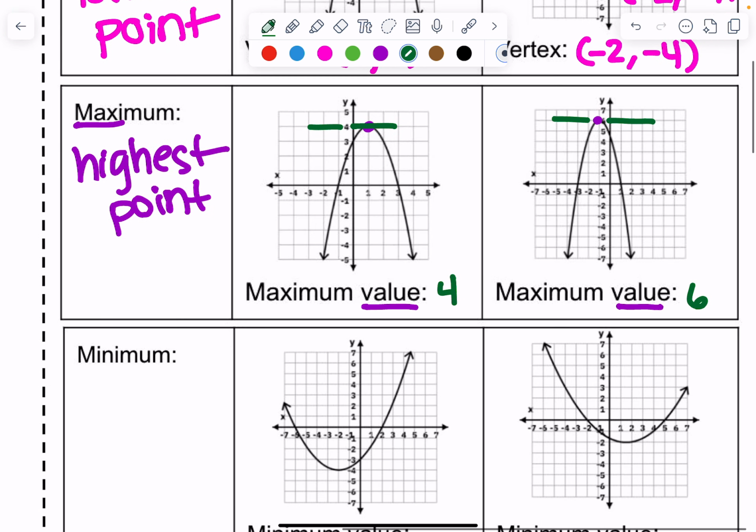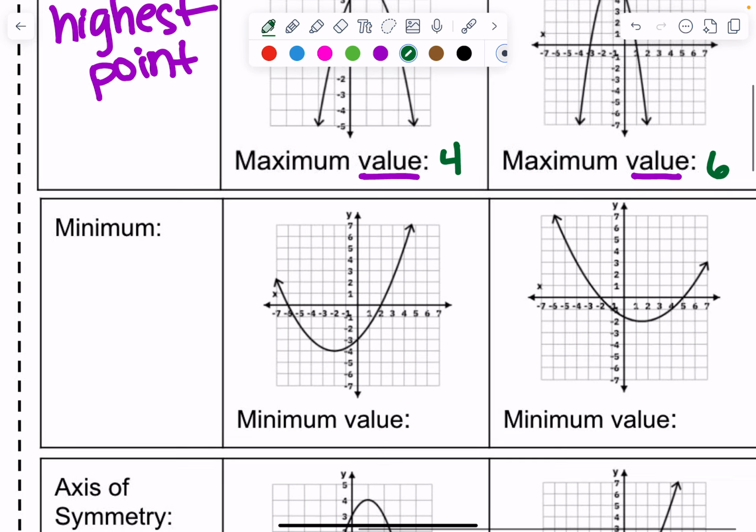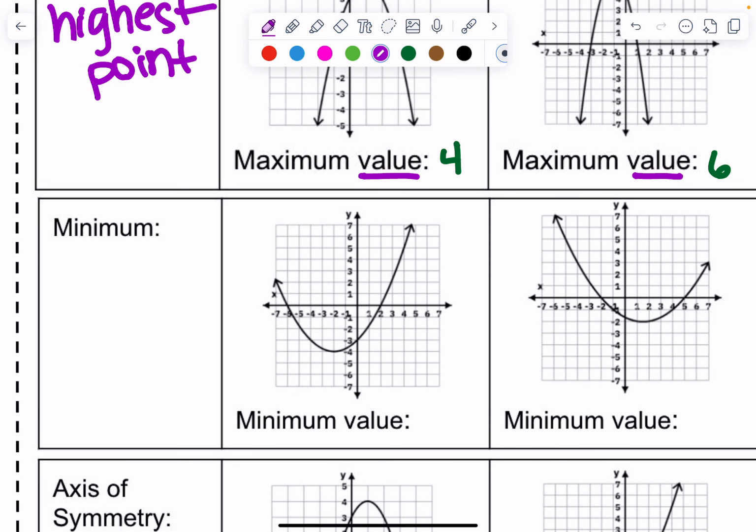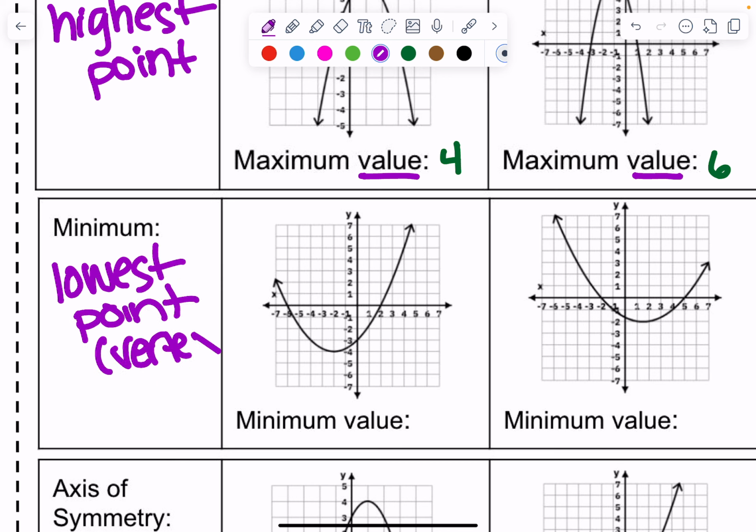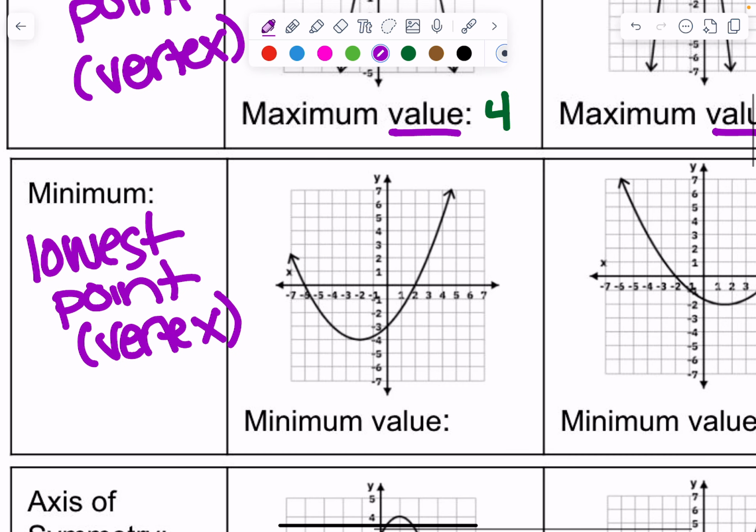All right. So now let's look at minimum. Same thing here. First, we want to find the lowest point, which is also our vertex. So I find the lowest point, boom, right there. And I want the lowest value. So I'm going to look at the vertex. What is my y value for the vertex? -4. We're done.